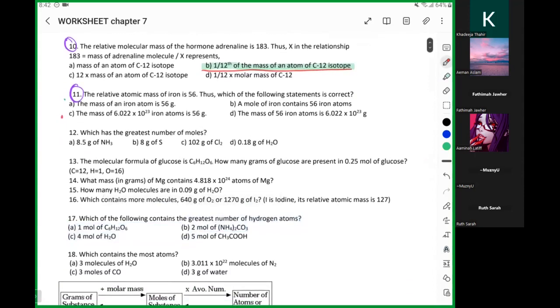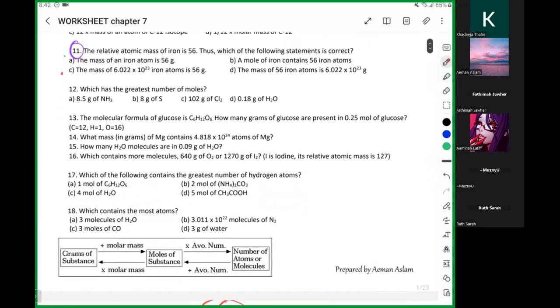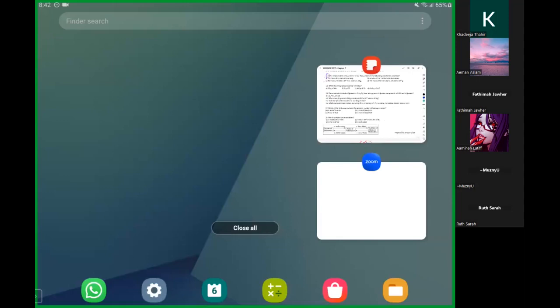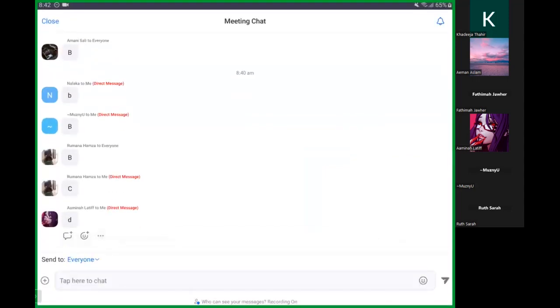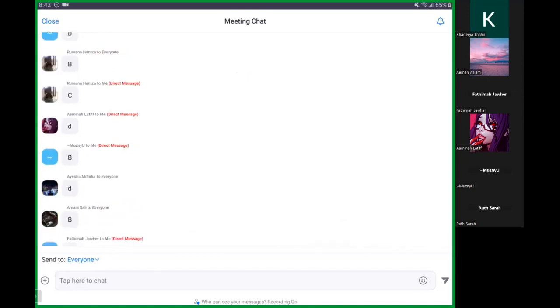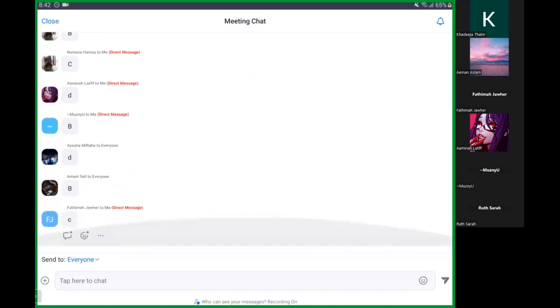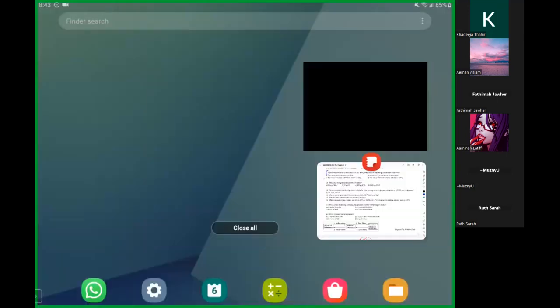The relative atomic mass of iron is 56. Thus, which of the following statements is correct? What's your answer? Drop your answers, please. Some are saying C, some are saying B. Oh, interesting. C, D, B, D, B. Okay. C. Let's try.